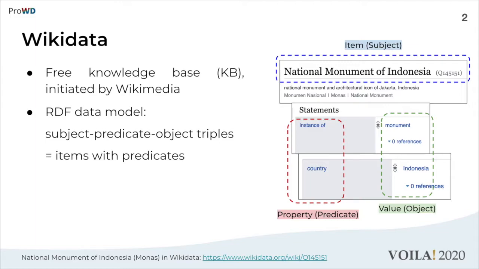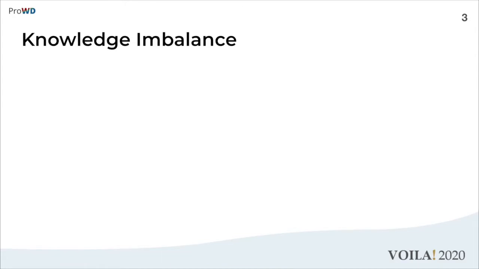Now, as an example here, we can see the National Monument of Indonesia, or more commonly known as Monas, as an item in Wikidata. Every item in Wikidata has its own unique ID, as we can see here for Monas. In this case, Monas has information about its country property with the value of Indonesia. So here, Monas acts as the subject, country as the predicate, and Indonesia as the object. So there we have an example of a subject, predicate, object triple.